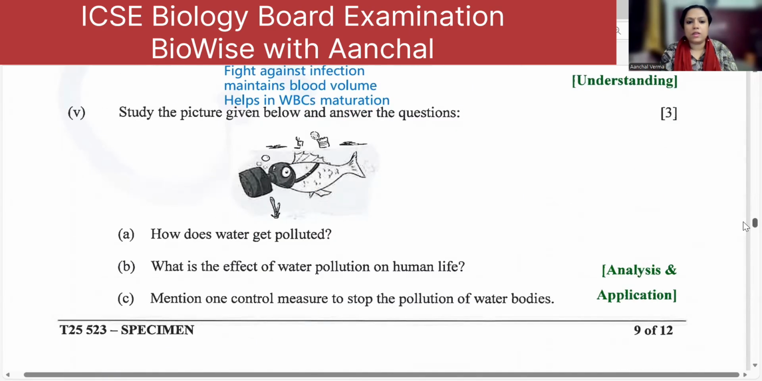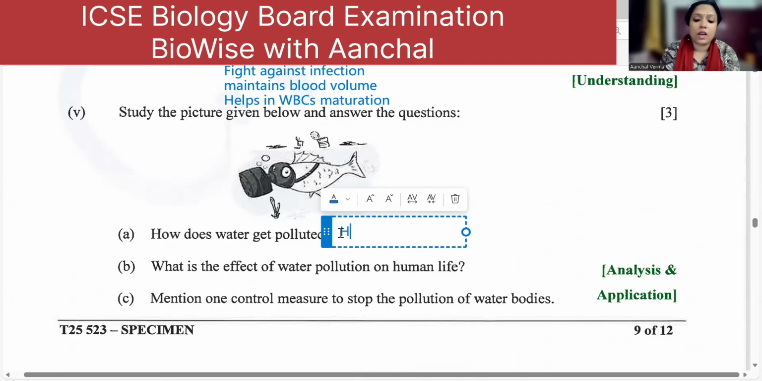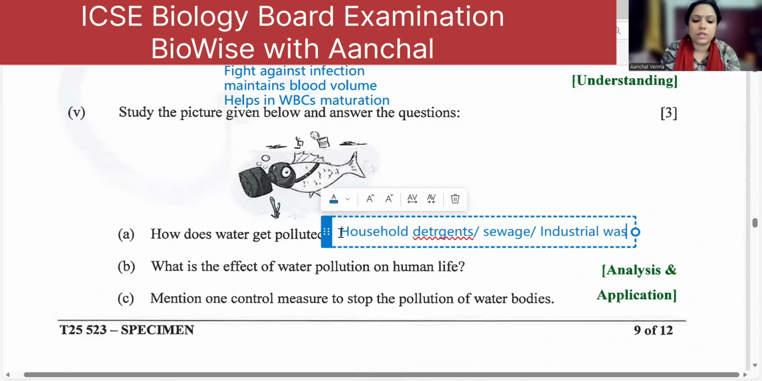Then study the picture here. You can see here the fish is entangled in some plastic. How does water get polluted? So you can have household detergents, any one, okay? Then you can have sewage, industrial waste, oil spills, thermal pollution, anything.